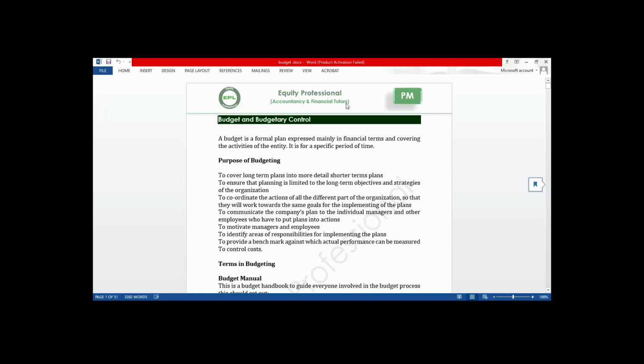Budget is used to identify areas of responsibility for the implementation of the plan. That budget shows individual responsibility. We are supposed to monitor this responsibility and what is expected of individual employees.